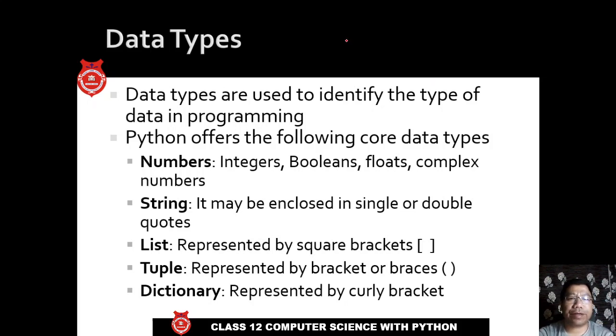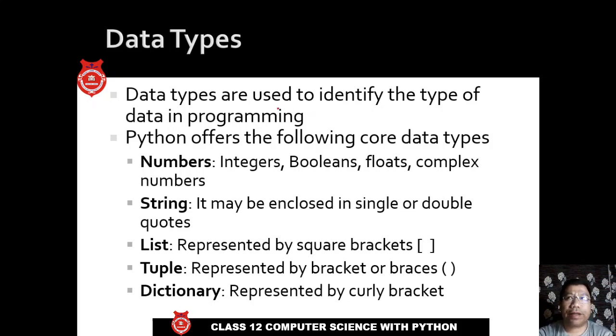Firstly, we are going to talk about what data types are. All programming languages have data types, and data types are the fundamentals or the basics of any programming language that we have to understand. So data type means what type of data we are going to store.